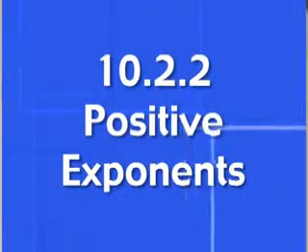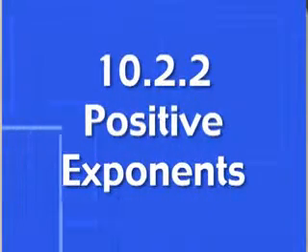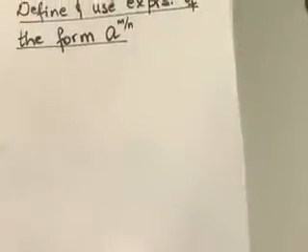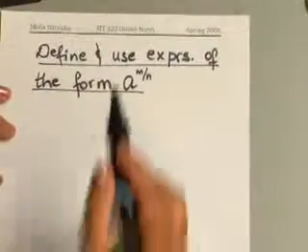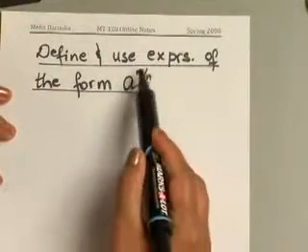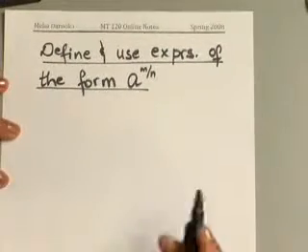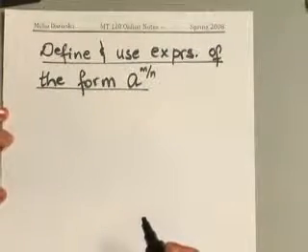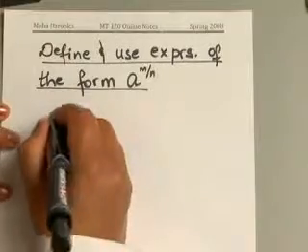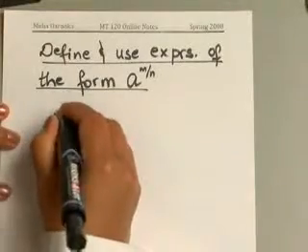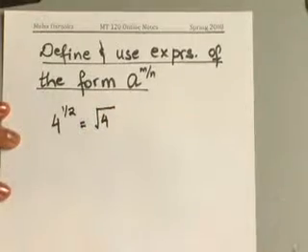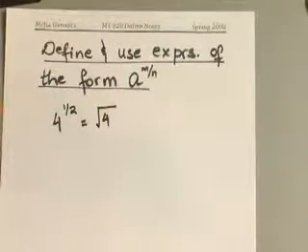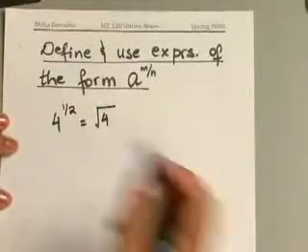Let's go ahead now and talk about a different sort of radical or exponential format. In this case, we are trying to talk about the form a to the exponent m over n. Let's see what exactly that form would look like. Now, we already talked about if you have 4 to the 1/2, that is the same thing as the square root of 4.